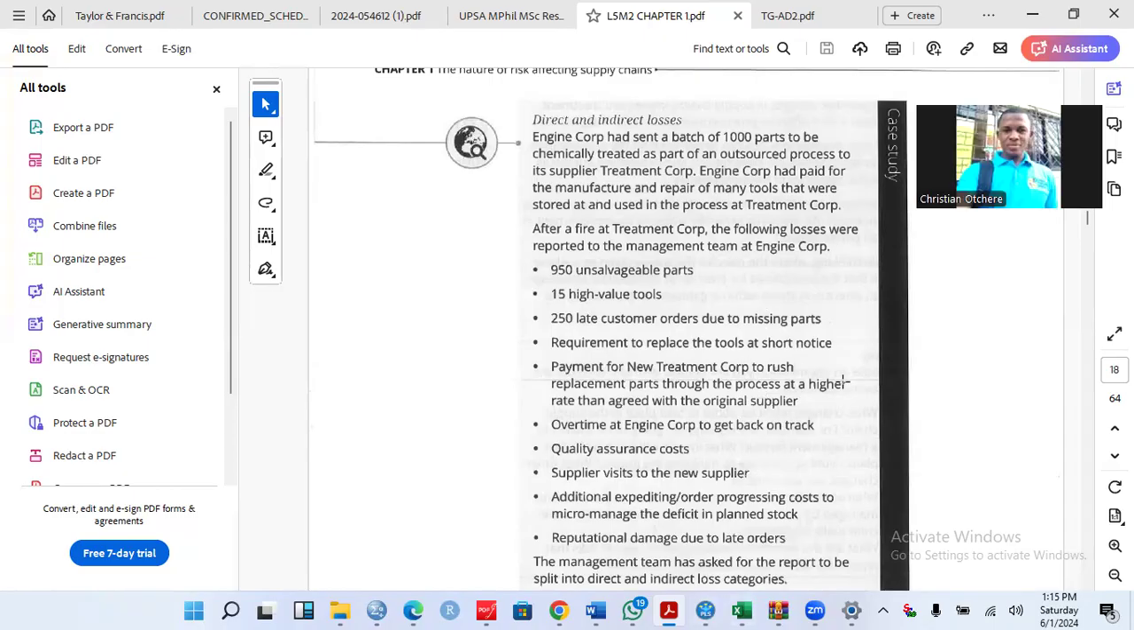Indirect. Indirect. Additional expediting and other progressing costs to micromanage the deficit in plant stock. Indirect. Reputational damage due to late orders. Indirect. Okay, so you realize that there are only two direct losses. I think so. Yes, the 500 and 950 unsalvageable parts and 15 high value tools. The rest are all as a consequence of the fire. So that is it for today.